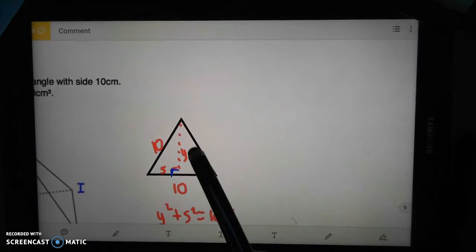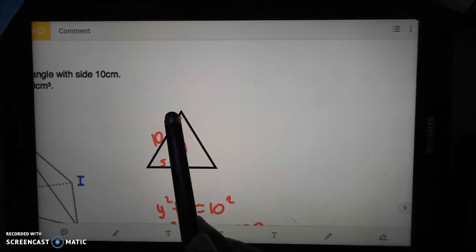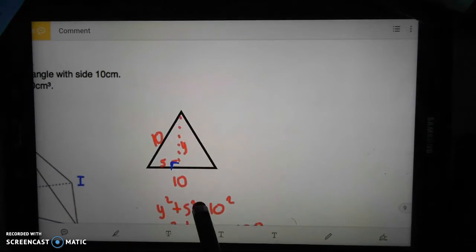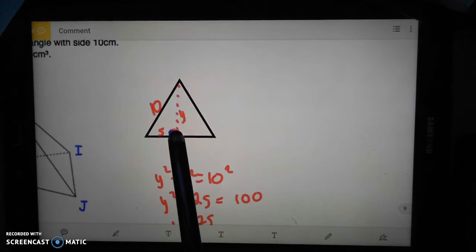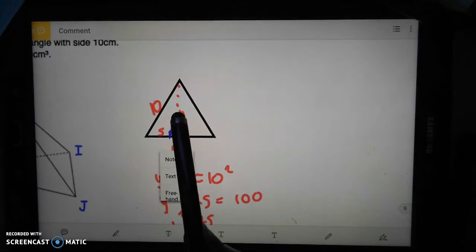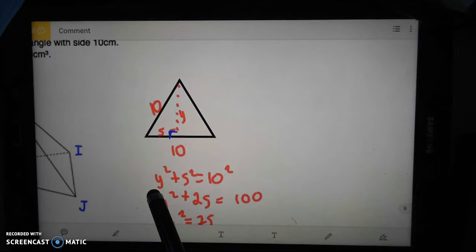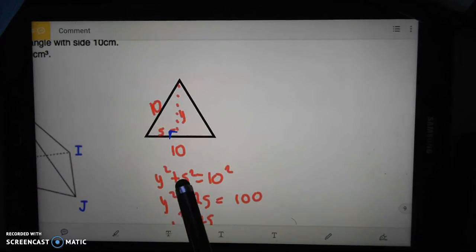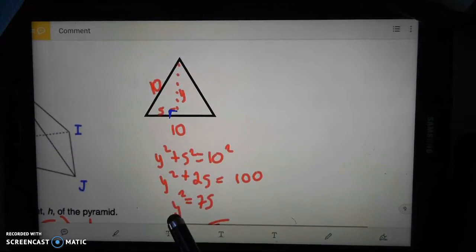And we know that if this was 10, this must also be 10 because it's an equilateral triangle. So from here to the midpoint was 5, and this length here was 10. The length we want is this one here. We know one short side, we don't know the other short side, and we know the long side. So the unknown side we're going to leave as y squared. This short side is 5 squared, and this long side is 10 squared. 5 squared is 25 and 10 squared is 100. So 100 take away 25 leaves us with 75.